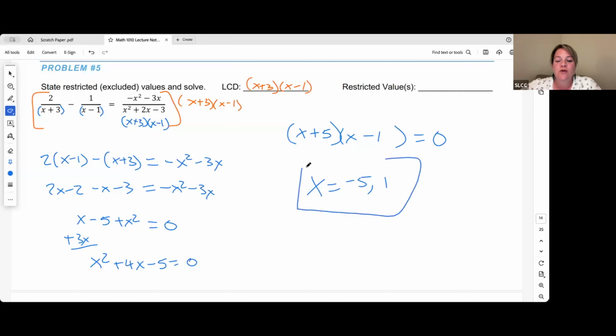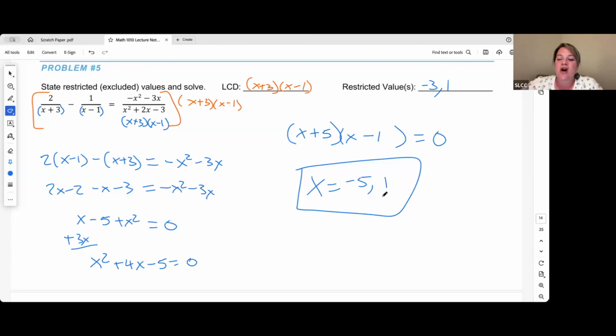All right, we say woo-hoo, we're done, but we haven't considered the restricted values. Notice in the original equation, what are the values that I cannot use to make the statement true? AKA, they cause the denominator to be 0. So I cannot use -3, that's a restricted value, and I cannot use +1.